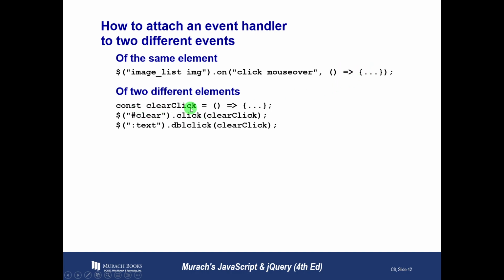We have a clear click function we're creating here. If they click on the clear stuff, we're going to run click for clear click. And if they click on the text with a double click, we're also going to clear it out.